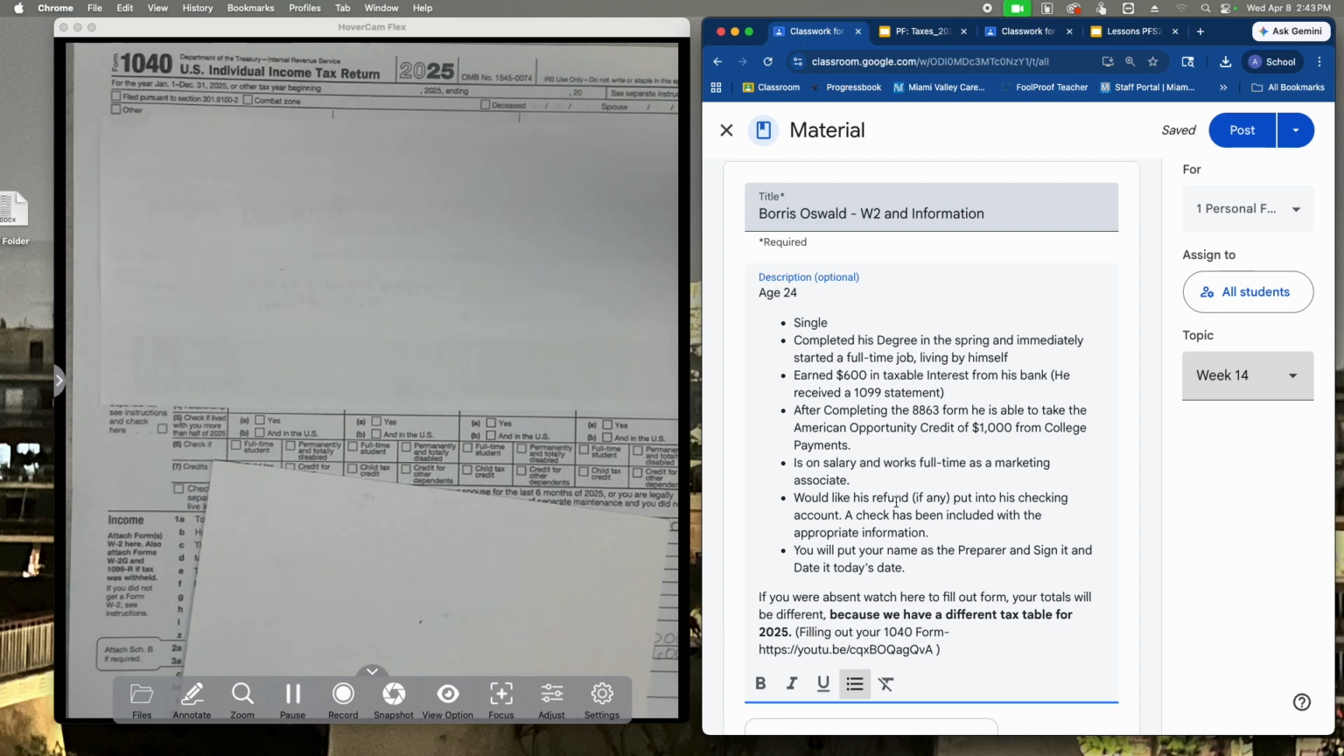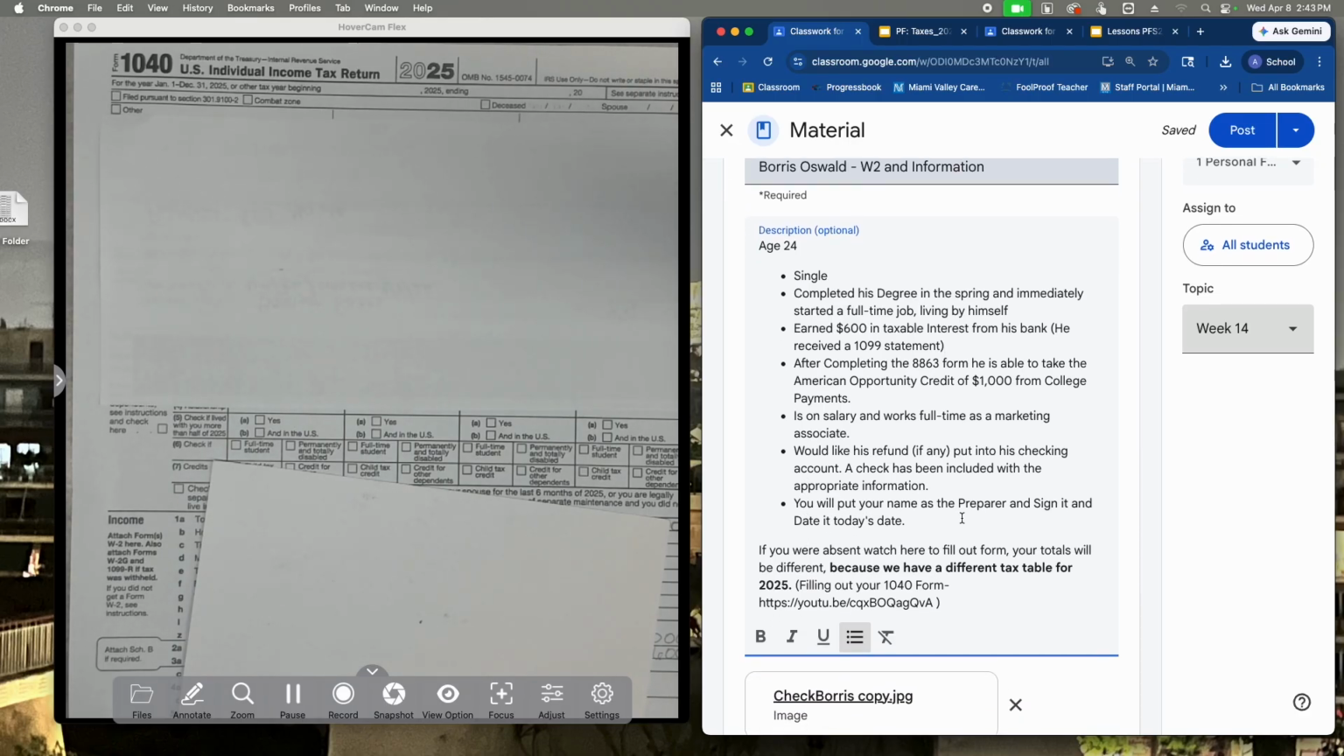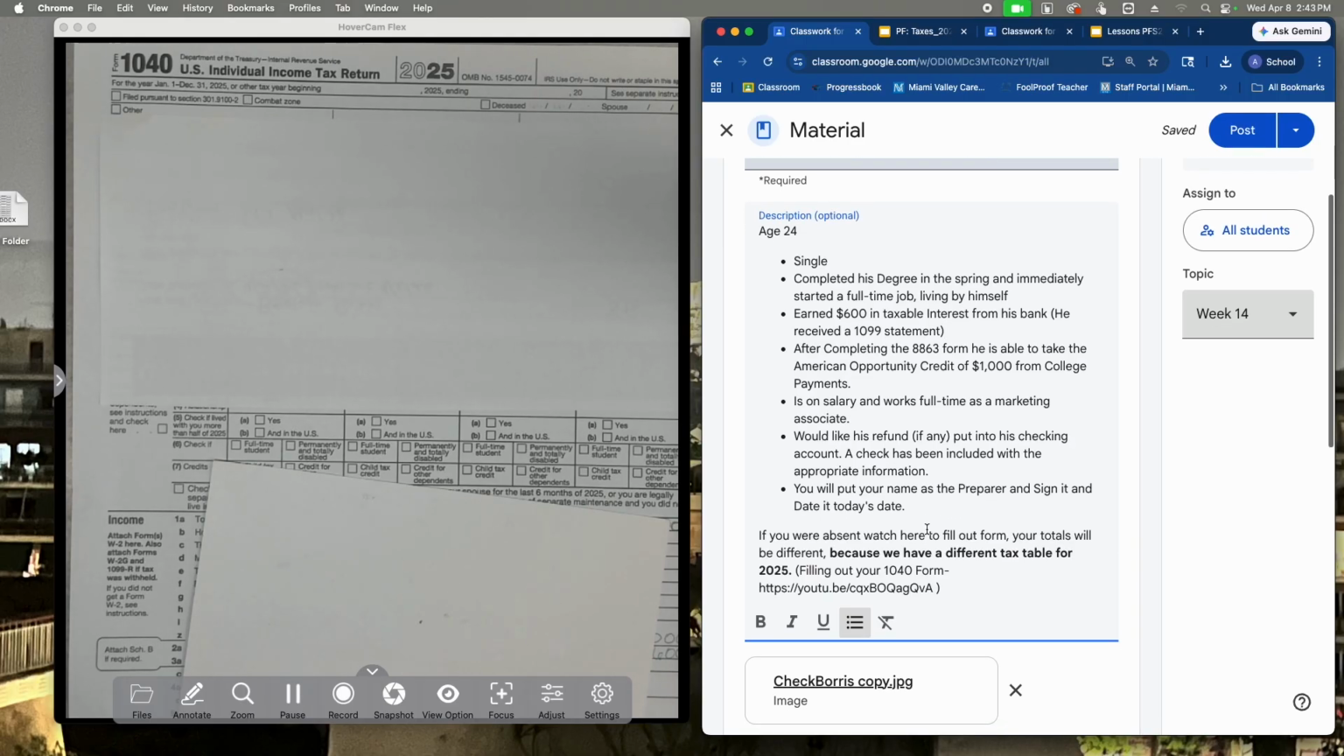He would like his refund, if any, put into a checking account. A check has been included with the appropriate information. You will put your name as the preparer and sign it and date it today's date.